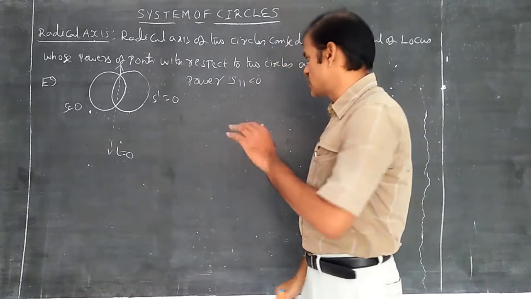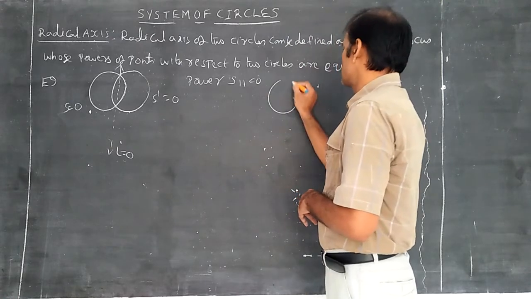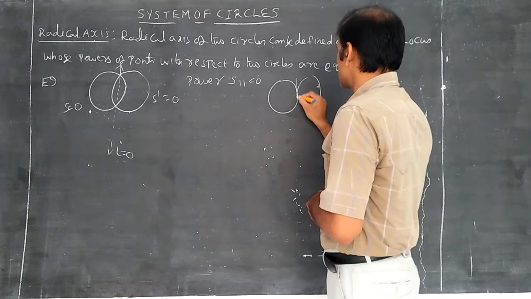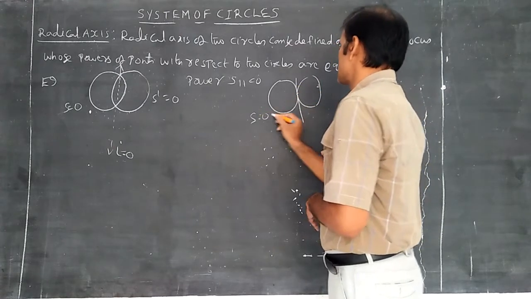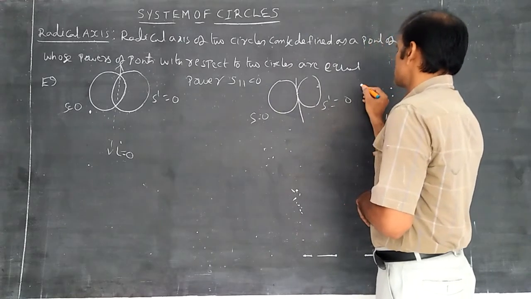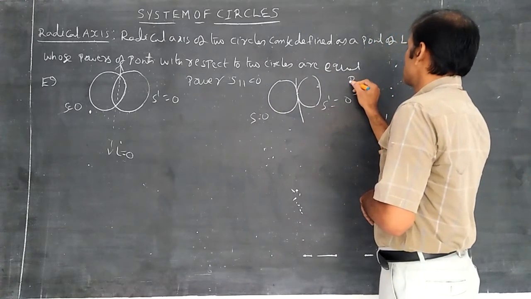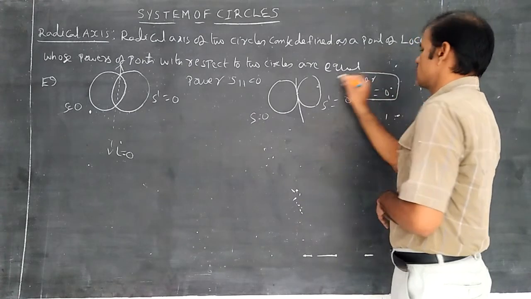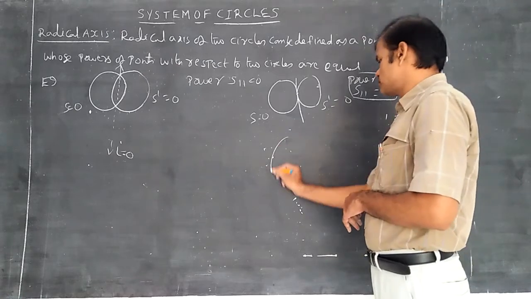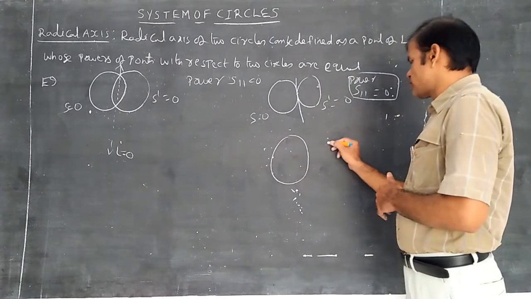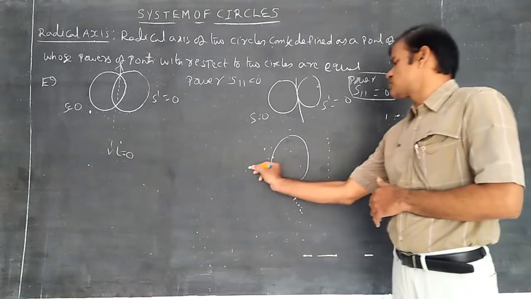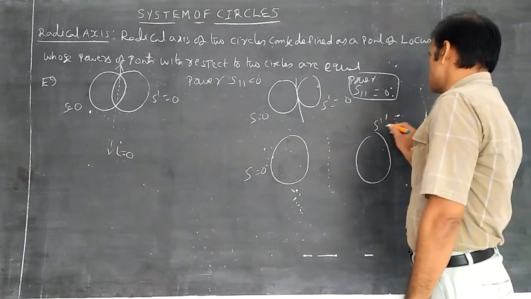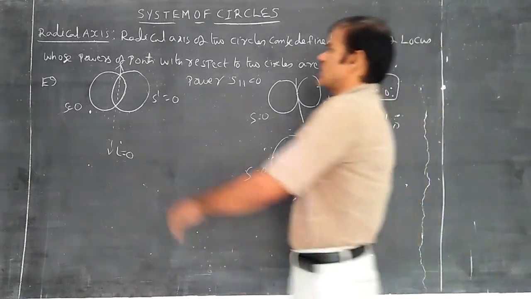Next condition, if the point is on the circle, for S equal to 0 and S dash equal to 0, the power formula we learned in exercise 1B gives S11 equal to 0. If the set of points are outside of the circle, here this is outside of the circle and for this circle also the set of points are outside, then what is happening?